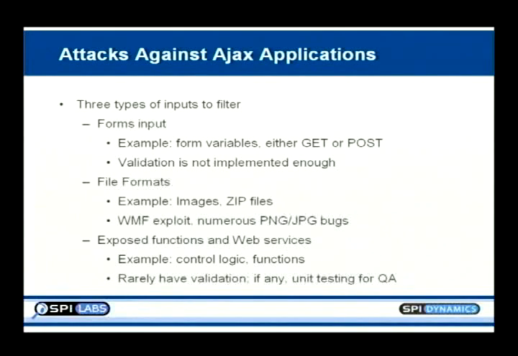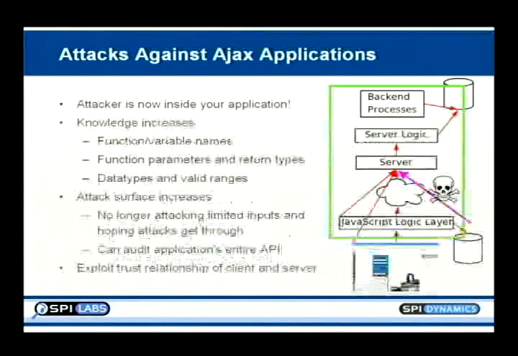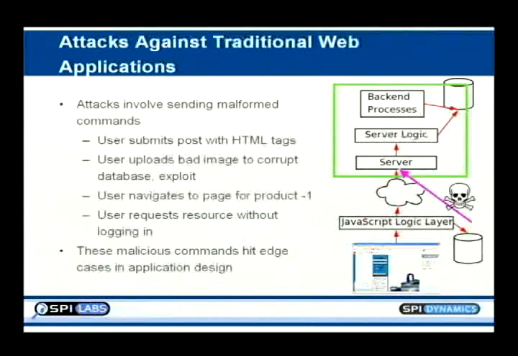And now, because of AJAX, we've got more and more exposed functions and web services for AJAX to phone home to. And you've got control logic functions, like look this part up in the database. These rarely have validation, namely because application developers don't think of these as input. If we go back here, this is the way applications used to be. When the web server needed to talk to the database, it was just like, oh, the web server's talking to me. This has got to be good, because why would the web server lie to me?